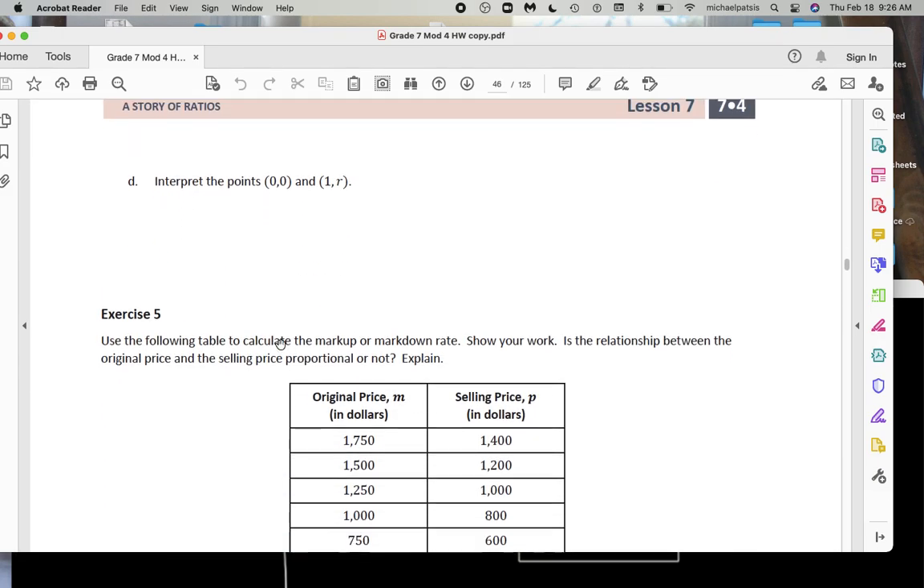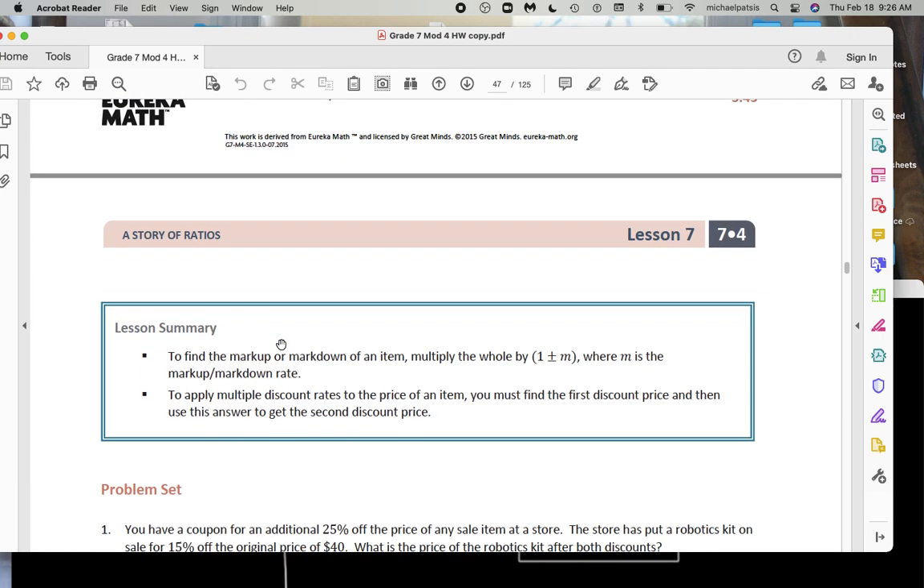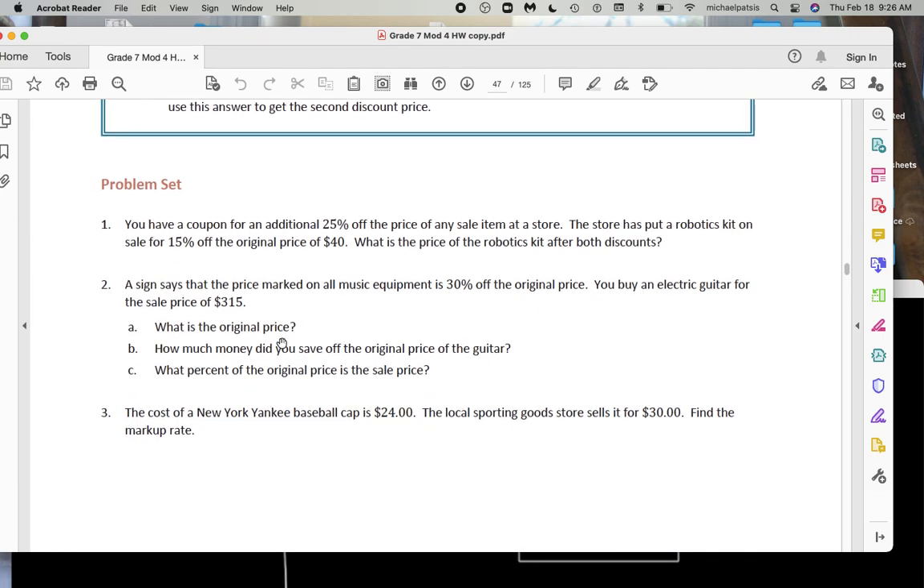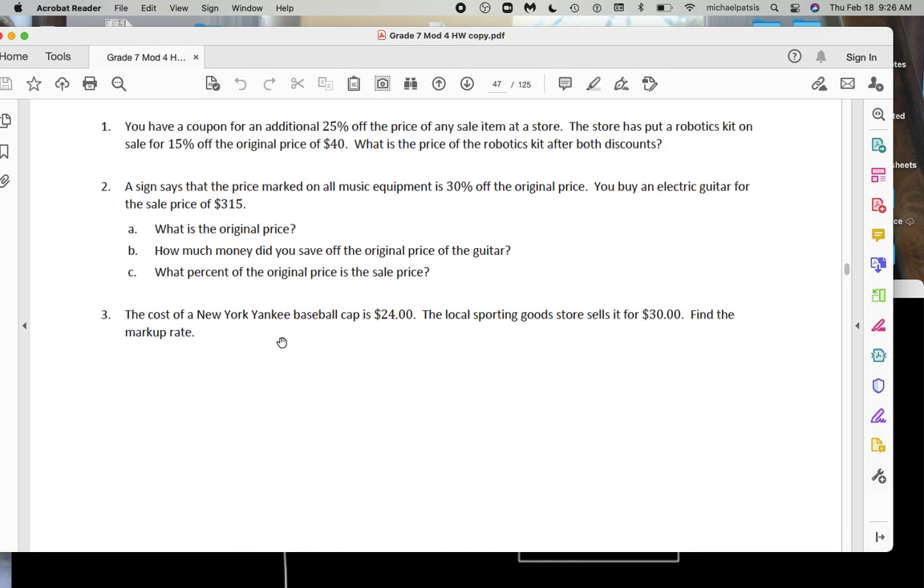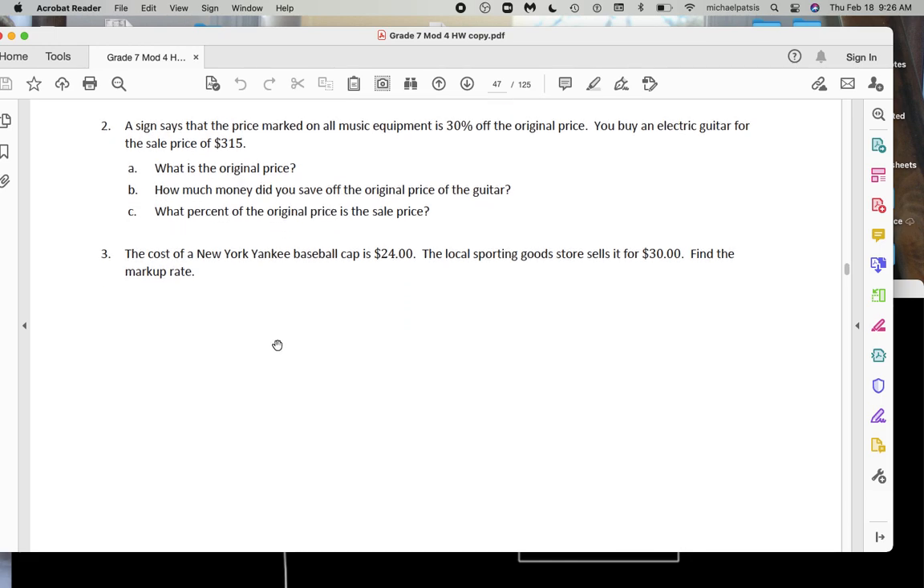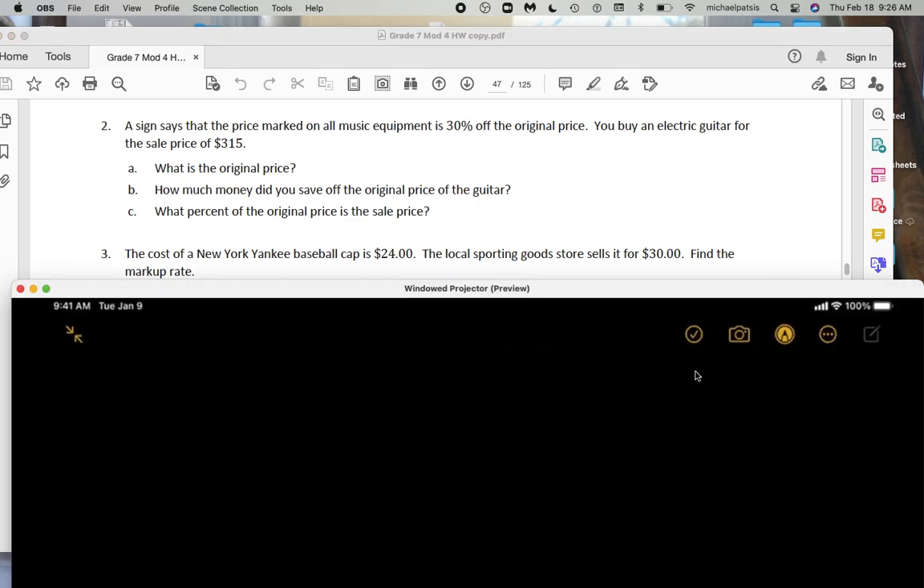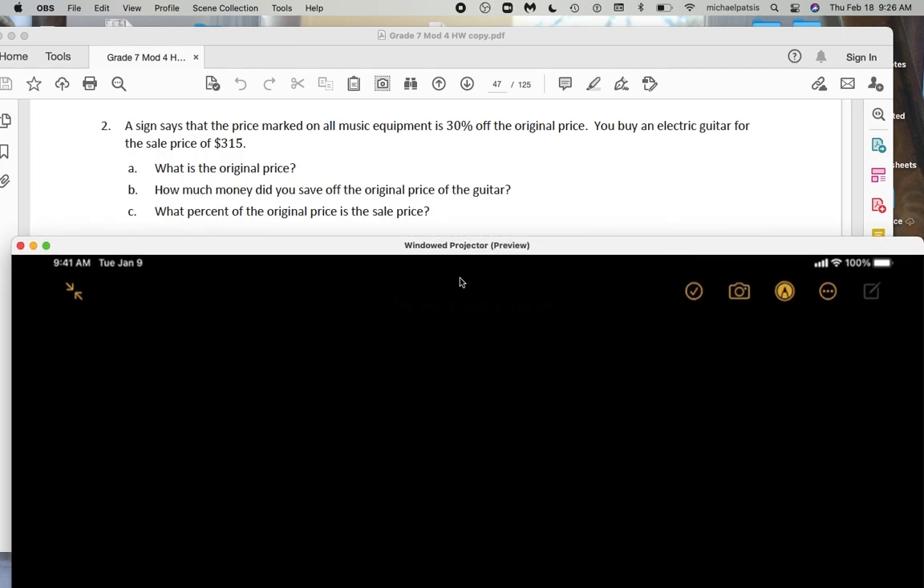Problem set, lesson 7. We're going to do 2a as in alpha. The sign says that the price marked on all music equipment is 30% off the original price. You buy an electric guitar for the sale price of $315. What was the original price?